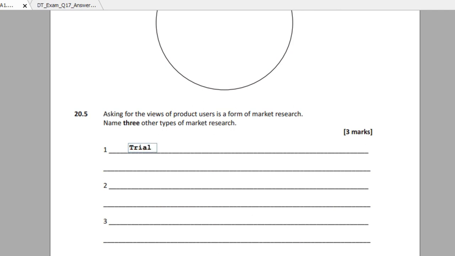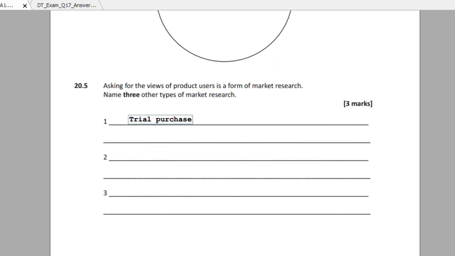Okay, so trial purchases, where companies sell products initially to see if the product will sell. Another one is identifying trends, so doing some research on the market to identify trends. For example, if there's a new trend for trainers, Nike would then try to meet that demand by designing products to meet that particular trend.